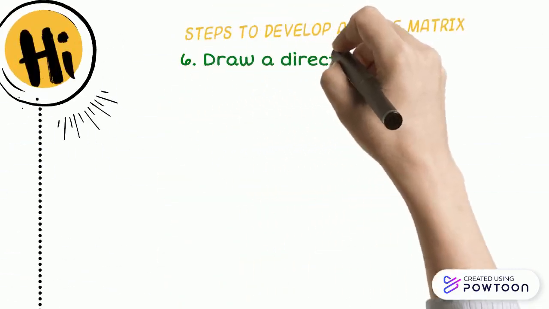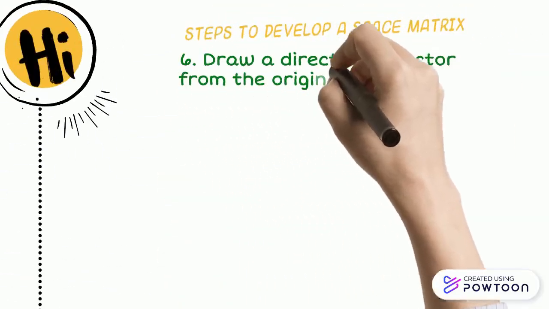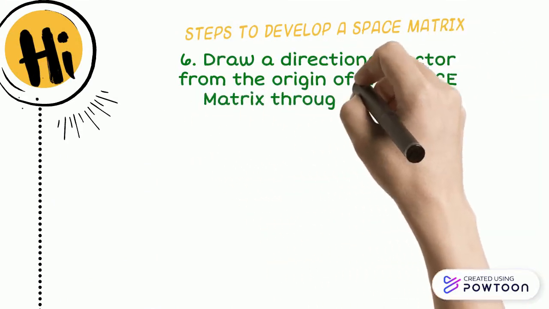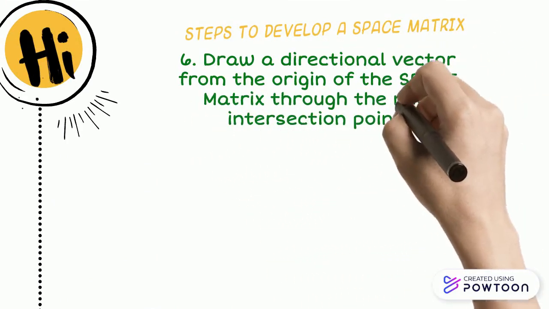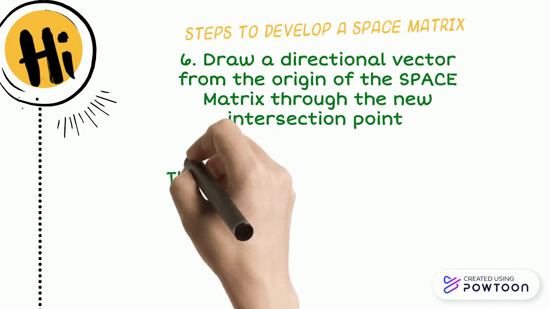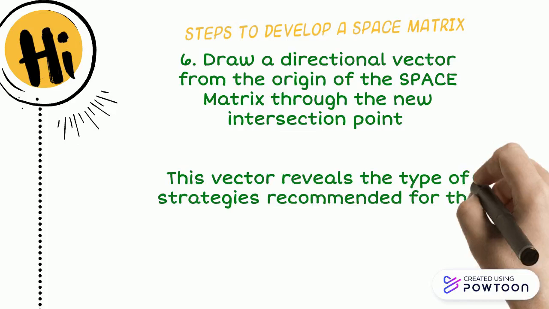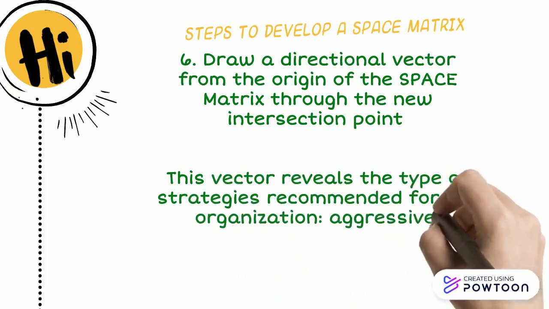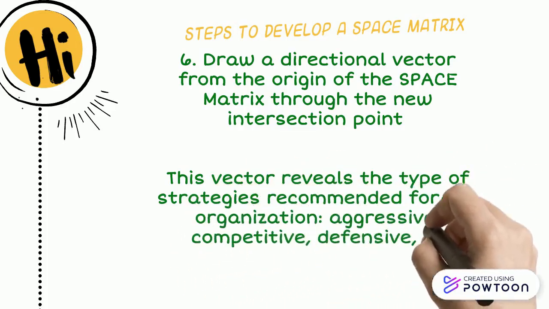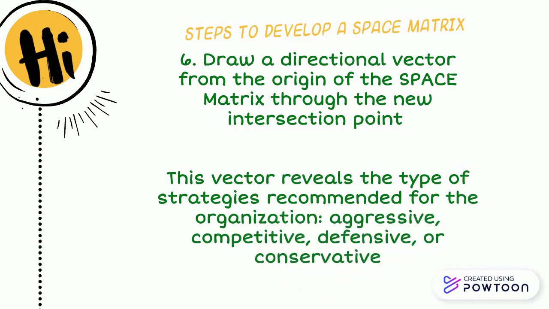The last step to develop a SPACE matrix is to draw a directional vector from the origin of the SPACE matrix through the new intersection point. This vector reveals the type of strategies recommended for the organization: aggressive, competitive, defensive, or conservative.